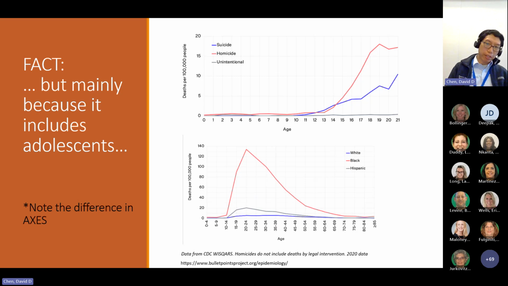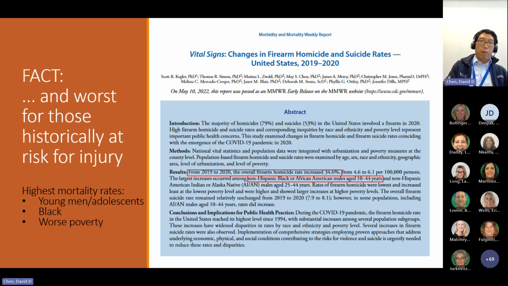However, this is primarily because of its involvement with adolescents. And so this is not as commonly the toddler to 4 years of age accidentally fishing the gun out of somebody's belongings, but likely more intentional access and use that takes place in adolescence and emerging adulthood. And this surge that took place in 2020, in addition to being historic, was also concentrated among populations that have historically had the highest rates. Young men and adolescents, those who are Black, and those who have worse poverty, these things often being tied together.